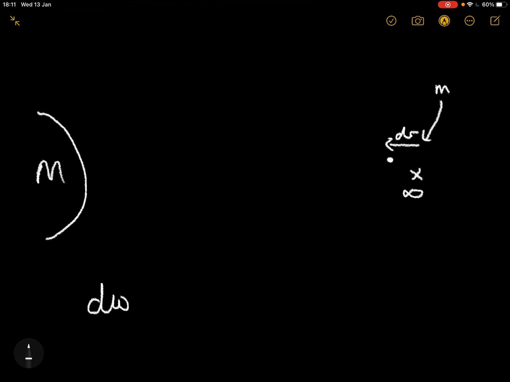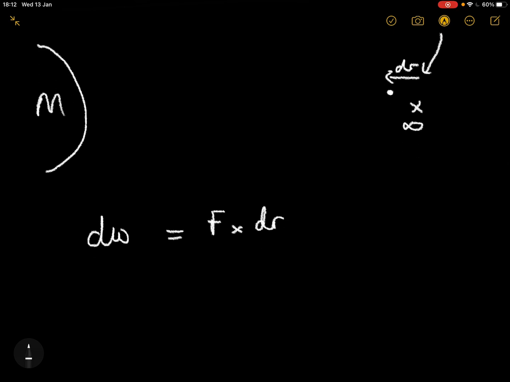Okay, well, what is that little bit of work? Well, the work done by a force moving a distance is the size of the force times the distance we're going. We're going a little bit of distance: F times dr. So we can then say, okay, well, the force is Newton's law of gravity. So the little bit of work we're going to do is minus G m of the planet, m of the object, over r squared dr.